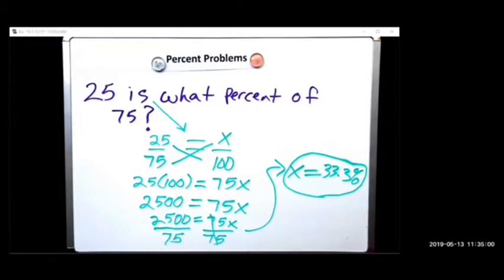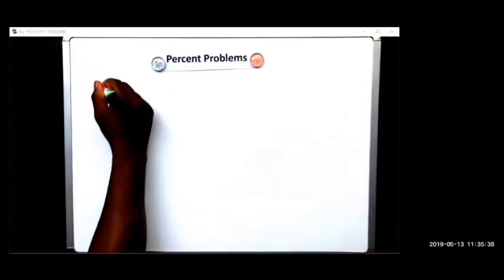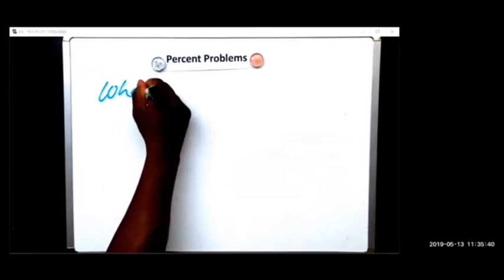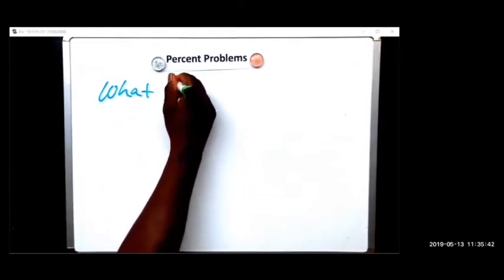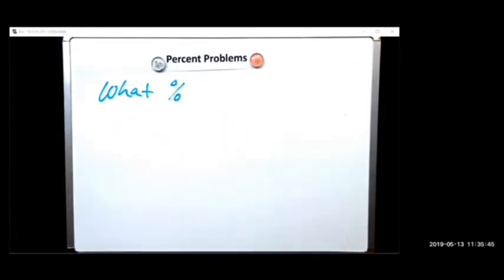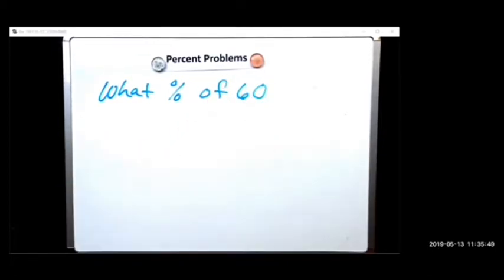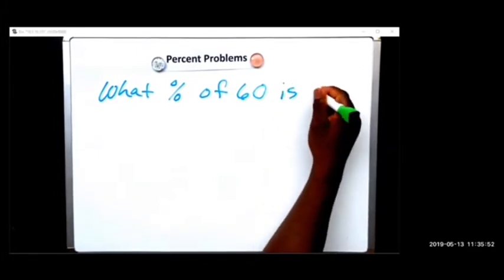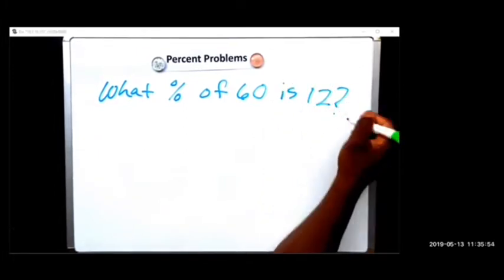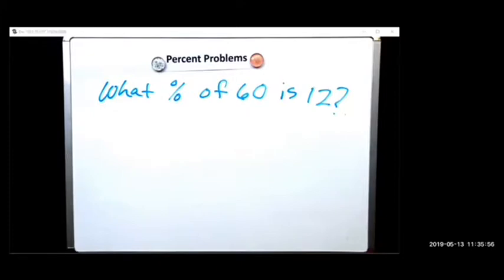All right. But this one is going to start out by saying what percent, which is a little different. I'm going to write it this way. Sometimes they may spell it out. What percent of 60 is 12? So it looks a little different. Last time it said 25 is what percent of? But now this one says what percent of 60 is 12?